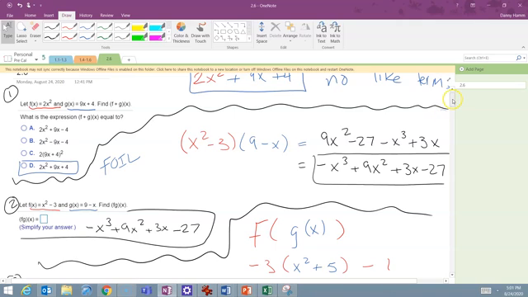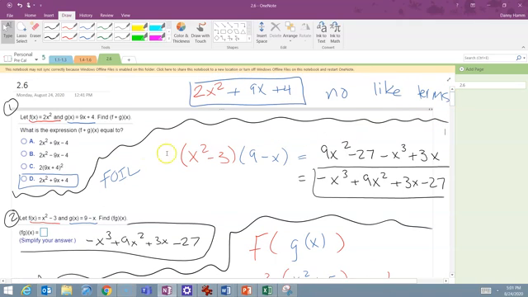Howdy, we are on section 2.6 and we're looking at functions and doing operations with them, either adding, subtracting, multiplying, or dividing, as well as composite functions. And here you can see we are adding these two functions, so we simply have them here. I have them separated in red and blue. And since there are no like terms, that is our final solution.